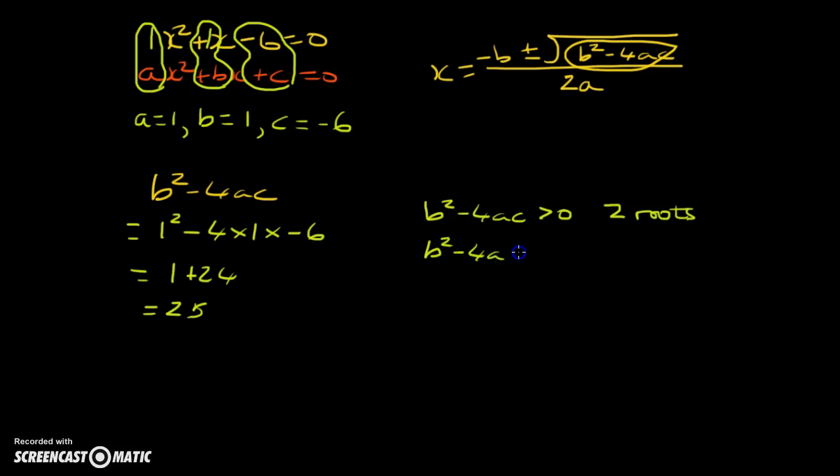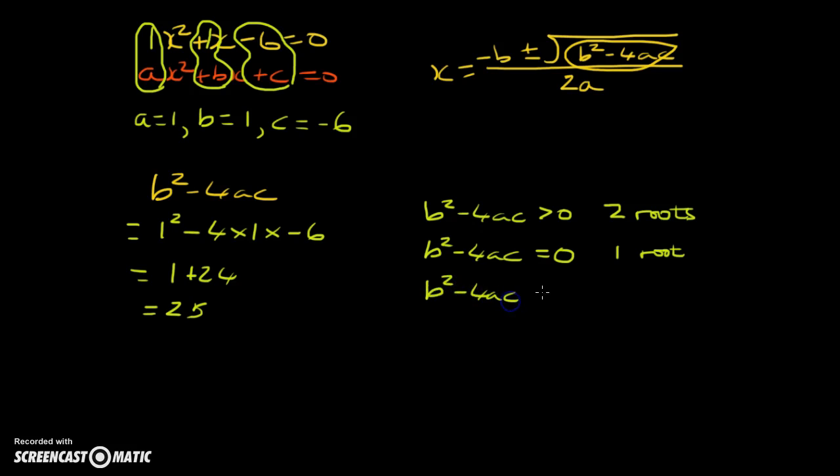You can also have b squared minus 4ac equals 0, which gives us 1 root. And if you think about that back up in the quadratic formula, if the square root of that is 0, then you've got negative b, plus or minus 0. You'll only be left with negative b over 2a. You will only have one solution, or one root.